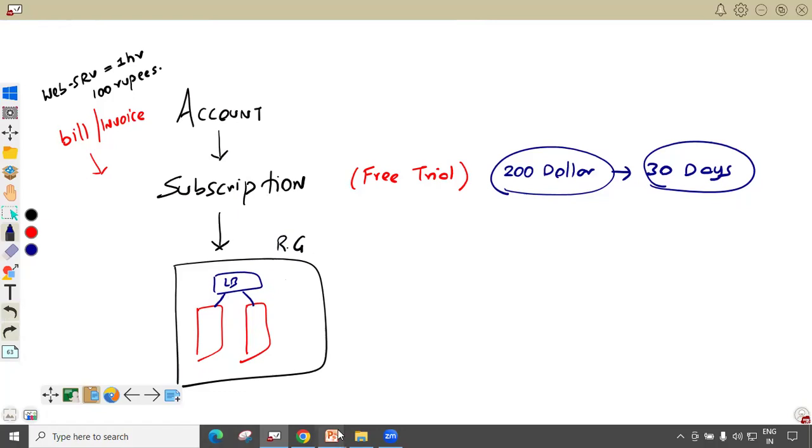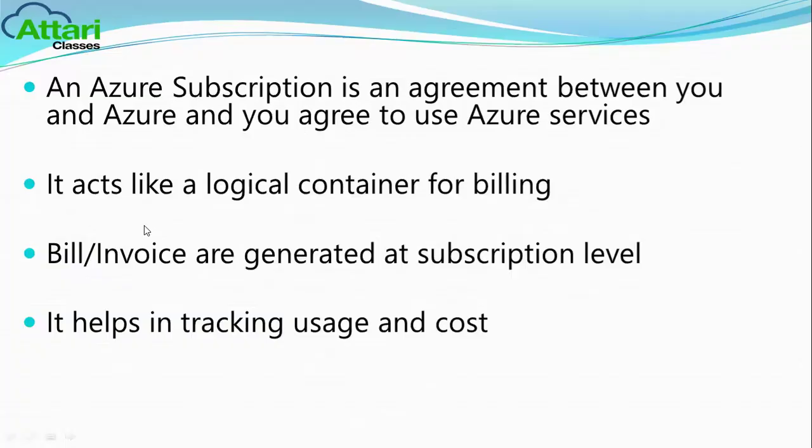Now coming back to our interview question, what is an Azure subscription? An Azure subscription is an agreement between you and Azure, and you agree to use Azure services. It acts like a logical container for billing. Bill and invoice are generated at the subscription level, and it helps in tracking usage, that is how much you have used and what is the cost. For example, you have created a server and you use it for 1 hour, and what is the cost for that? That will all be seen at the subscription level where the bill is generated. So in the bill you can see, and the bill is generated at the subscription level.